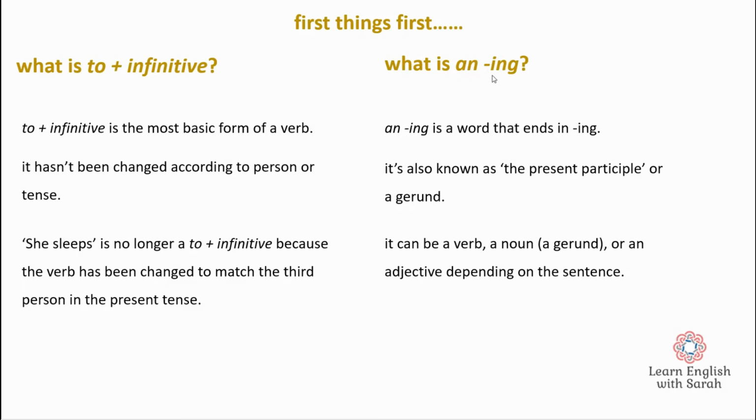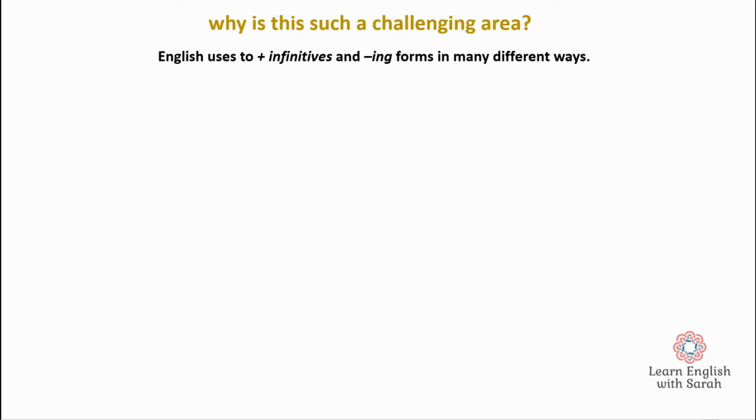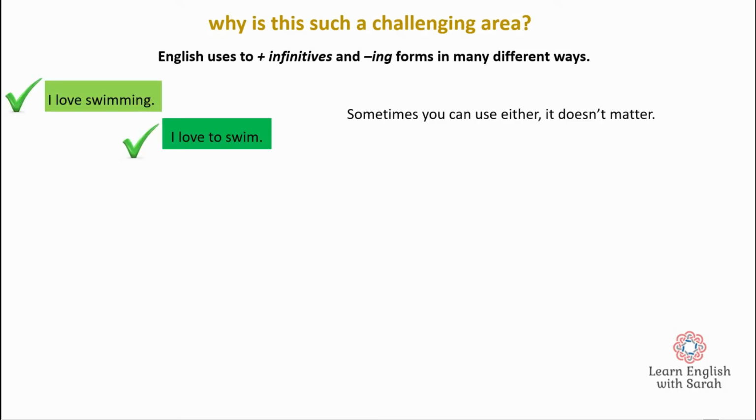This is a little bit more complex. So this is a challenging area, okay? You obviously know that. English uses to infinitives and ing forms in lots of different ways. So here are 3 examples. Sometimes you can use either form. It doesn't really matter. Okay, I can say I love swimming. I can say I love to swim.